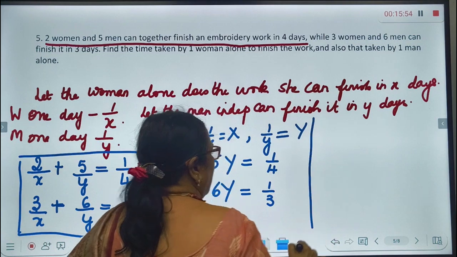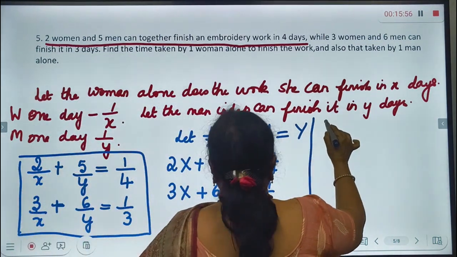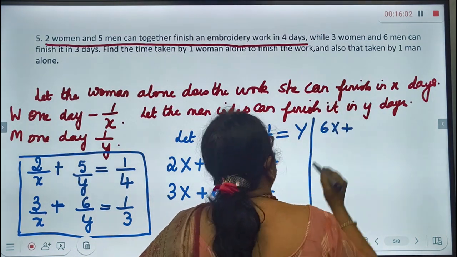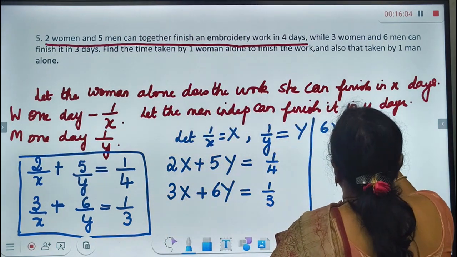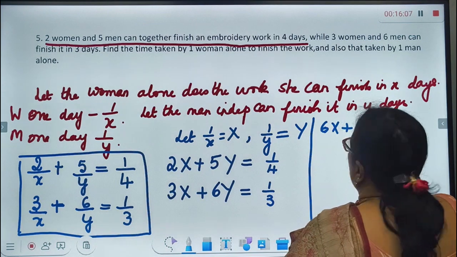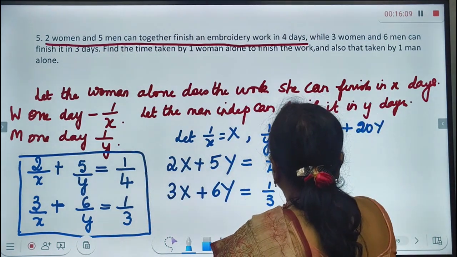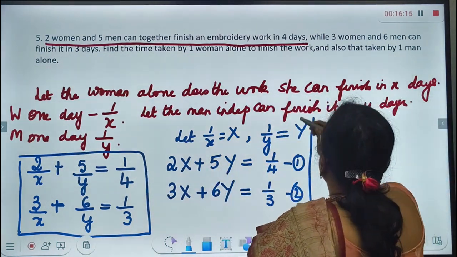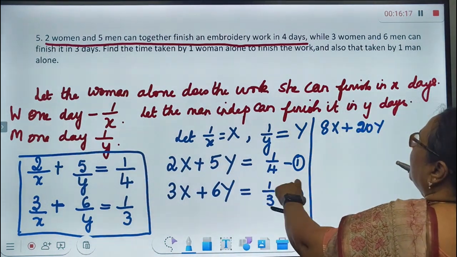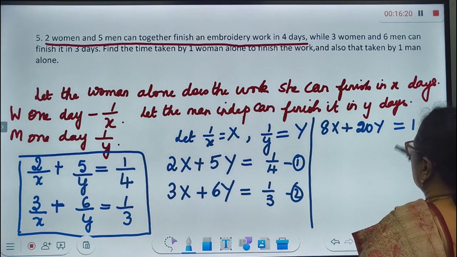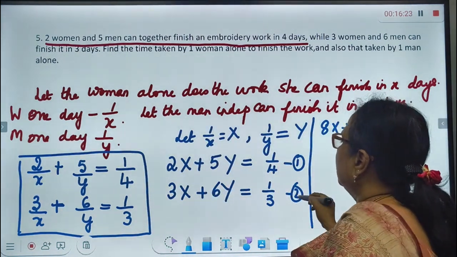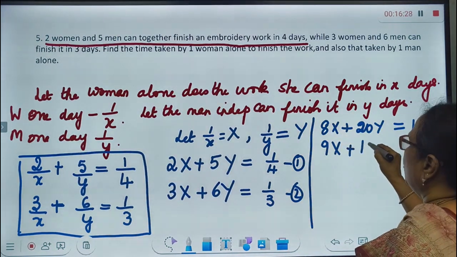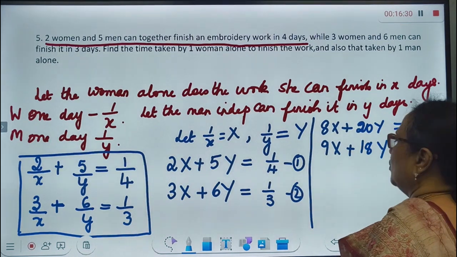To simplify, I'm going to multiply this equation by 4. So what will I get? 4 into 2, 8X plus 4 into 5, 20Y equals 1. This I'm going to multiply by 3, because I want to get rid of the fraction: 9X plus 18Y will be equal to 1.